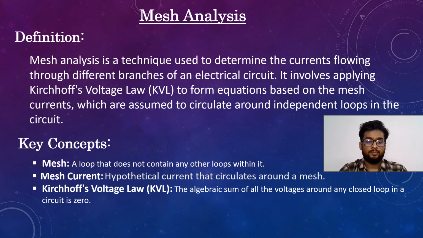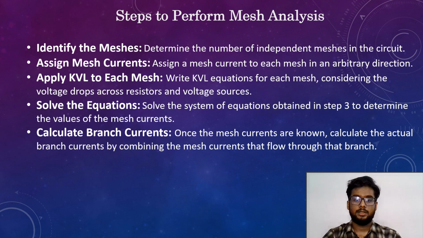Key concepts. Mesh: a loop that does not contain any other loops within it. Mesh current: current that circulates around the mesh. Kirchhoff's voltage law: the algebraic sum of all voltages around any closed loop in a circuit is zero. Steps to perform mesh analysis: identify the meshes, determine the number of independent meshes in the circuit. Assign mesh currents: assign a mesh current to each mesh in an arbitrary direction. Apply KVL to each mesh.